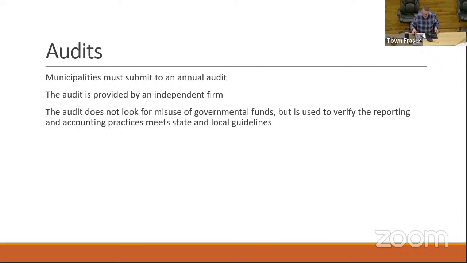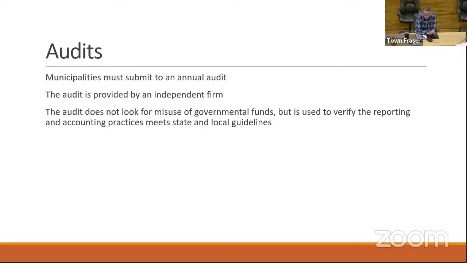The last thing I'll talk about is every year every town has to submit to an annual audit. And the audit is provided by an independent firm. Typically, these firms will come in and they do some preliminary work. They'll pull documents. Their job is to ensure that our reporting is in compliance with state laws and with our own municipal code. This is not a forensic audit.